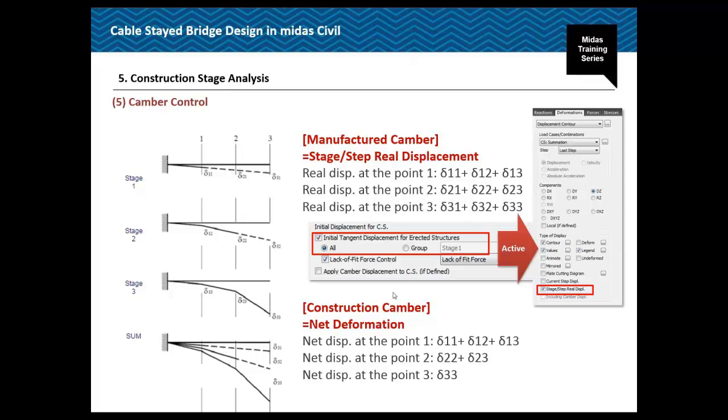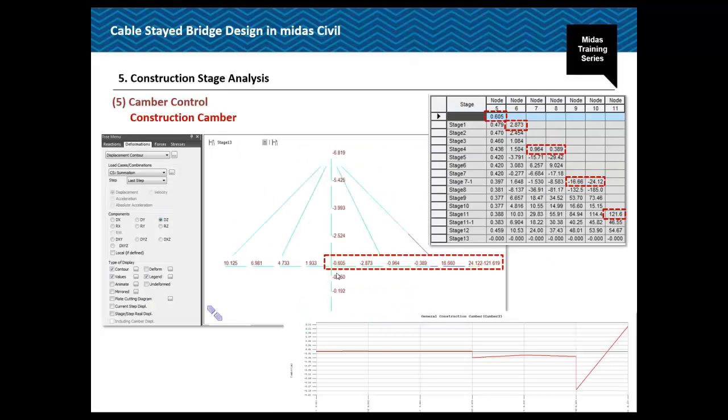In case of the construction camber, just without checking on this option, we can simply check the deformation in a certain stage. That is the construction camber. Let me show you with the program better.